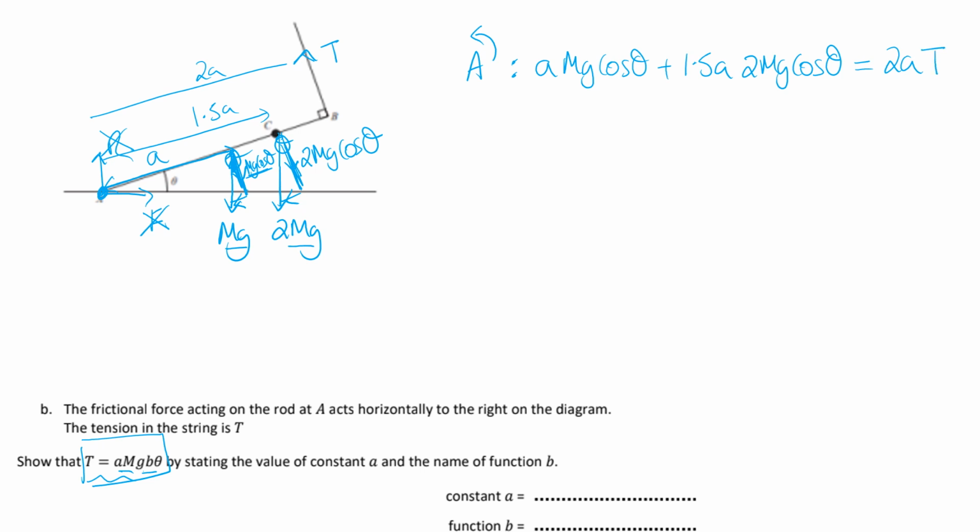So all we need to do is times that 1.5 by 2, and we can cancel throughout by A. So 2 times 1.5 is going to be 3, plus this one is going to be 4. 4mg cos theta is equal to 2T. So just dividing by 2, 2mg cos theta is equal to T. So my a is 2 and my function is cos.